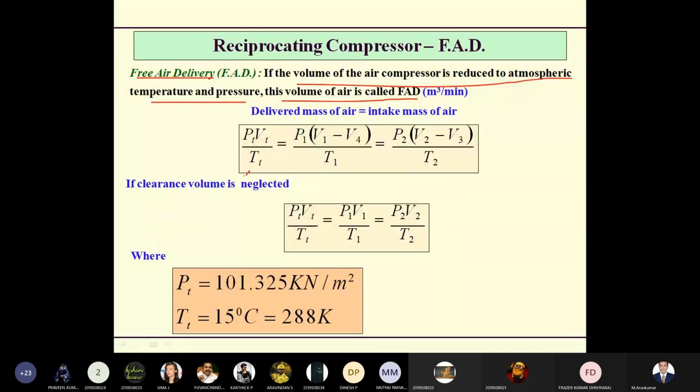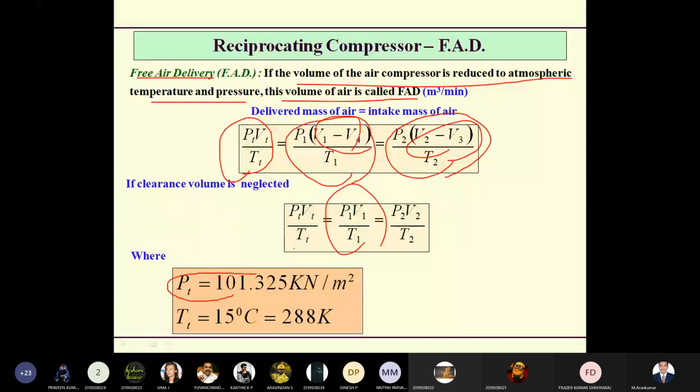So we can have the equation with T as the atmospheric temperature, P the atmospheric pressure, and V the atmospheric volume. For process 1 to 4, we can have P1 into (V1 minus V4) divided by T1, and in process 2 to 3, we can have P2, that is the change in volume, right? So we can have (V2 minus V3) by T2. If the clearance volume is neglected, in general PV by T is equal, P1 V1 by T1 equals P2 V2 by T2. Then if you substitute these atmospheric values, that can be your free air delivery.